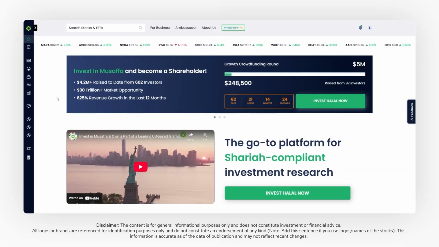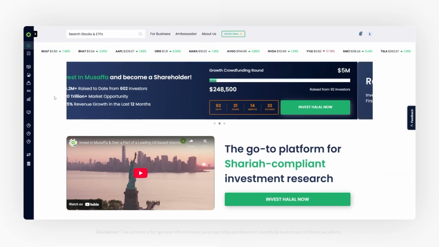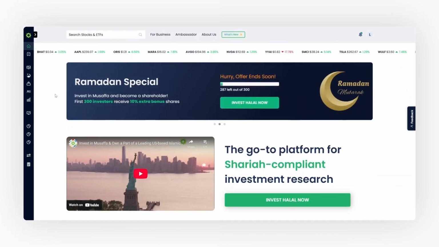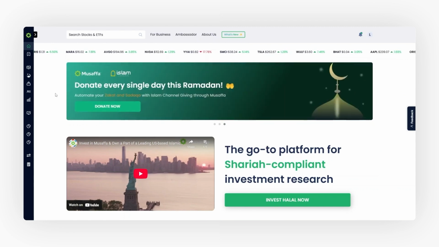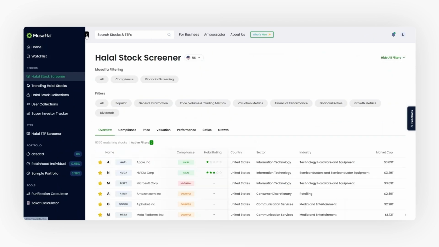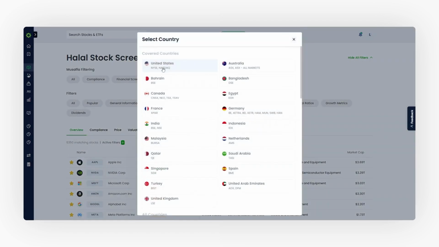Finding the right stocks to invest in can feel overwhelming, but with our recently launched Halal Stock Screener, it's actually become pretty simple. Let me show you how to use the filters to find stocks that match your investment strategy. First, go to the Halal Stock Screener from the sidebar. At the top, you'll see an option to change the country, allowing you to focus on stocks from specific markets.